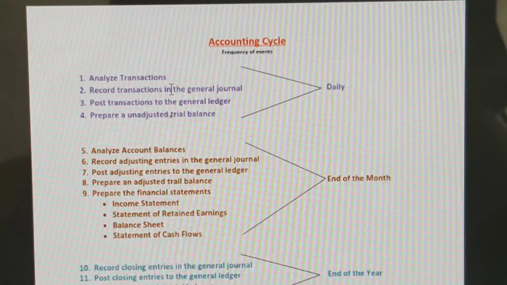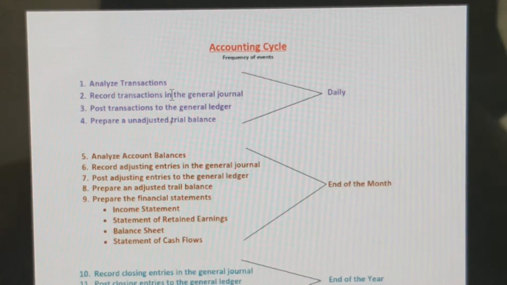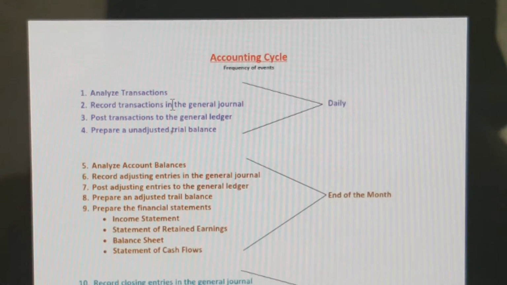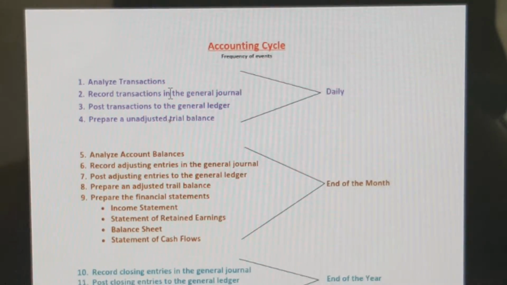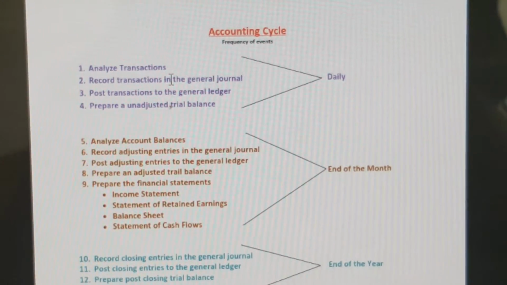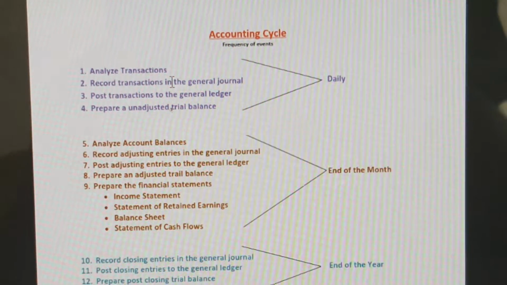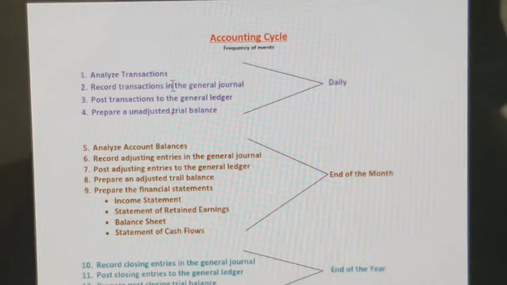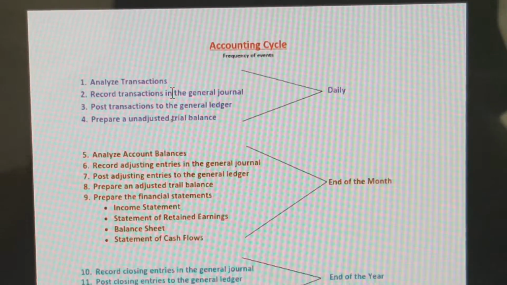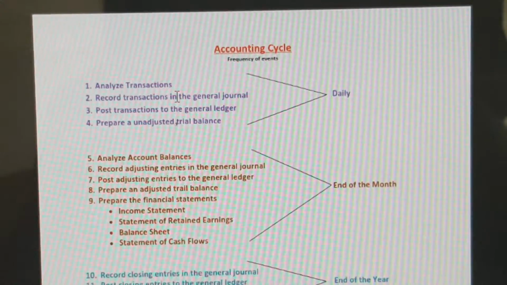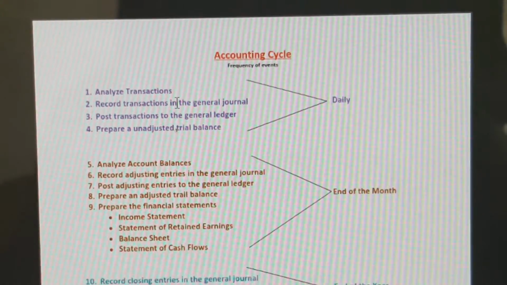Hello class, let's review the accounting cycle. So first we analyze the financial event or the transaction. We're going to record that transaction in the general journal. We're going to post it to the general ledger and we're going to prepare an unadjusted trial balance. Okay? And that happens every single day for the month.